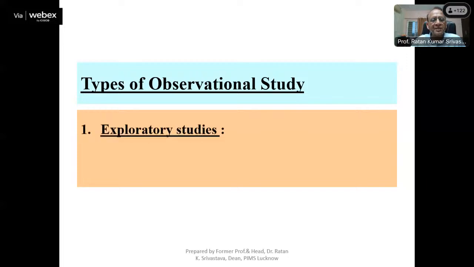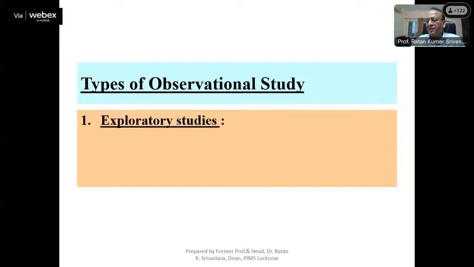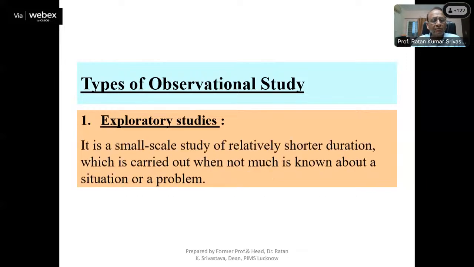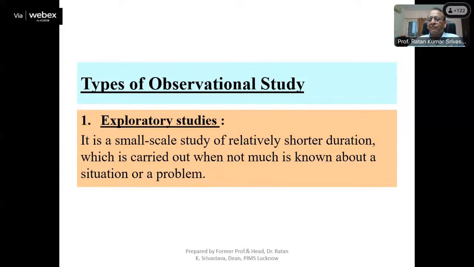Types of observational study, like the exploratory study, that is one. Now I have enumerated them, I will take one by one. It is a small-scale study of relatively shorter duration. Exploratory, when you do not know anything.